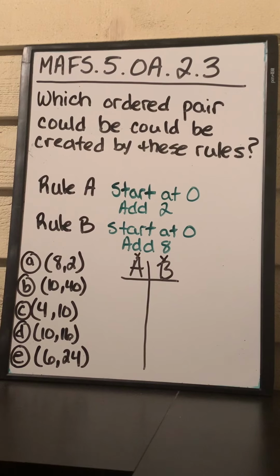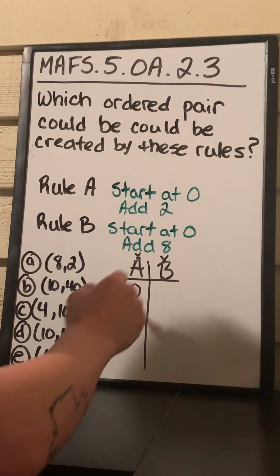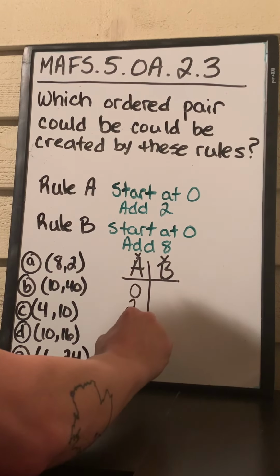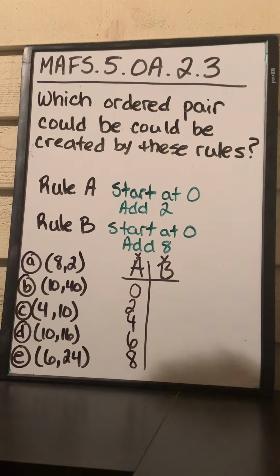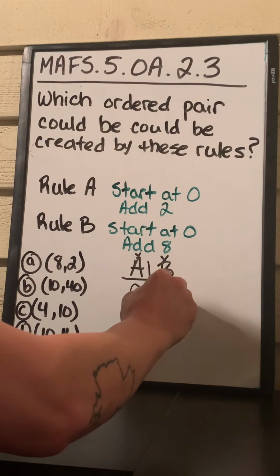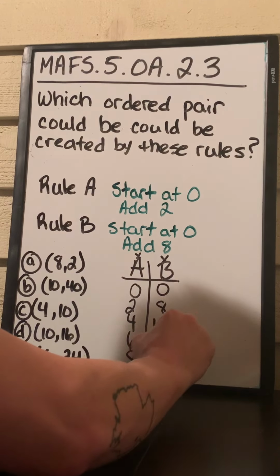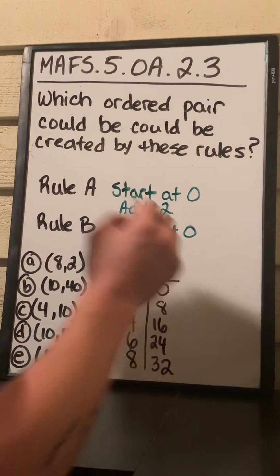Now, let's start with A. A's rule is start at 0. So I'm going to start at 0, and I'm going to add 2. So 2, 4, 6, 8. So I have my 5 numbers for pattern A. So the rule for pattern B is start at 0 and add 8. So I have 8, 16, 24, and 32.